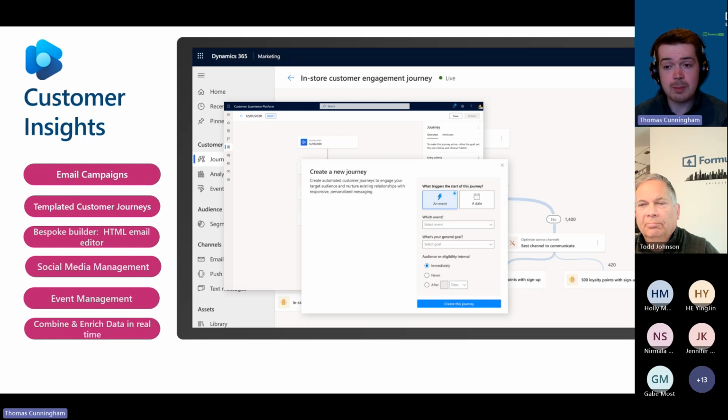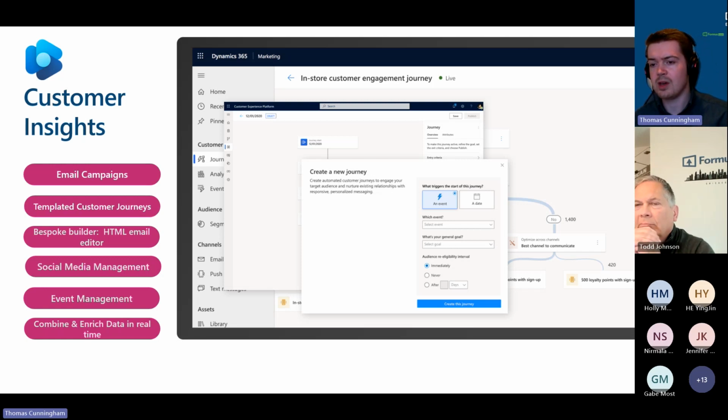There's also social media management. You can track and report on how your organization is being discussed on social media, and use that to tailor your communication to respond as needed. And you can factor in a wealth of different event sources relating to your customers for your customer journeys.